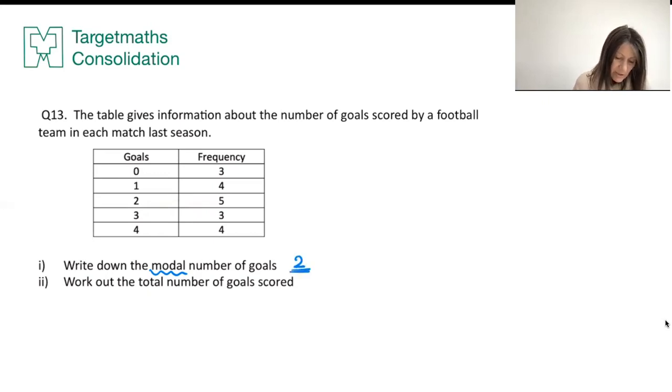It then says work out the total number of goals scored. So in this, there were 3 games played and no goals were scored at all. Here, we have got 4 games where 1 was scored. So that would give us a total of 4 goals. Here, 5 games where 2 were scored. So 2 on game 1, 2 on game 2, another 2 on game 3.